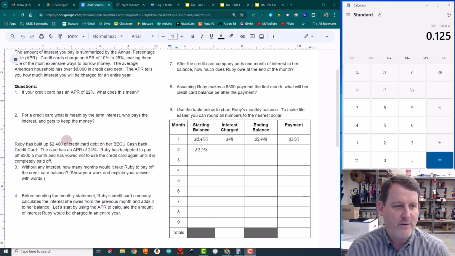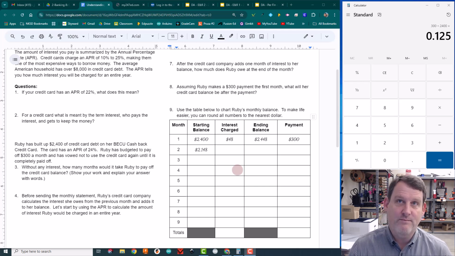This next scenario with Ruby is going to take us through most of this worksheet, and we're going to really develop out what happens with Ruby. She's built up $2,400 in credit card debt. She's made some purchases and now she has a good deal of debt sitting on her card and she has a problem with that. Her APR is 24%, so high, but not crazy high. Well, crazy high, but not for a credit card.